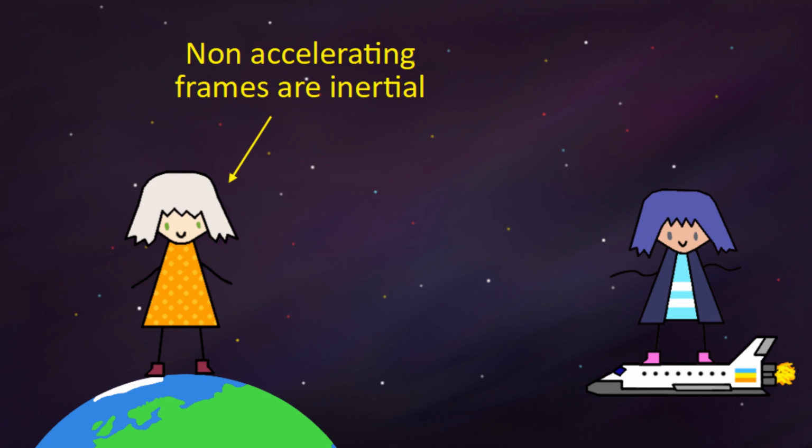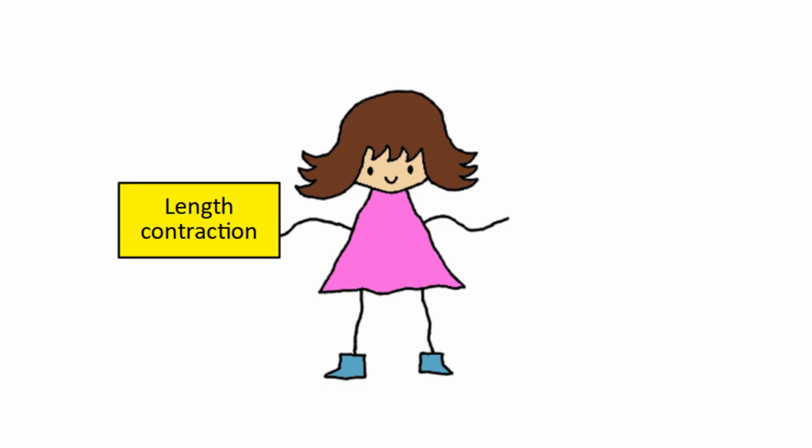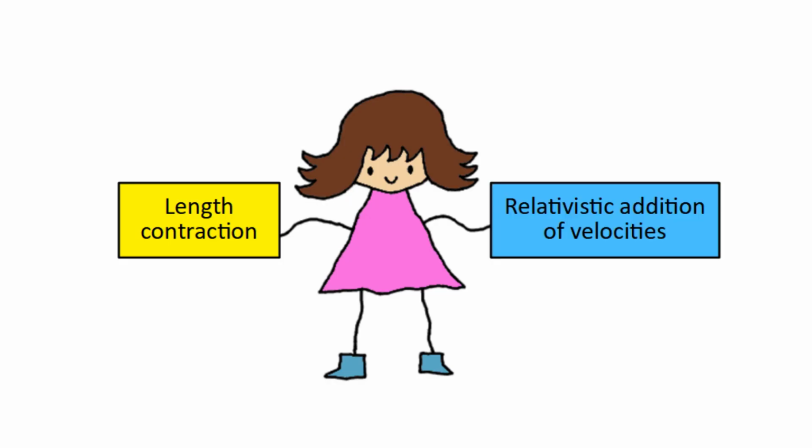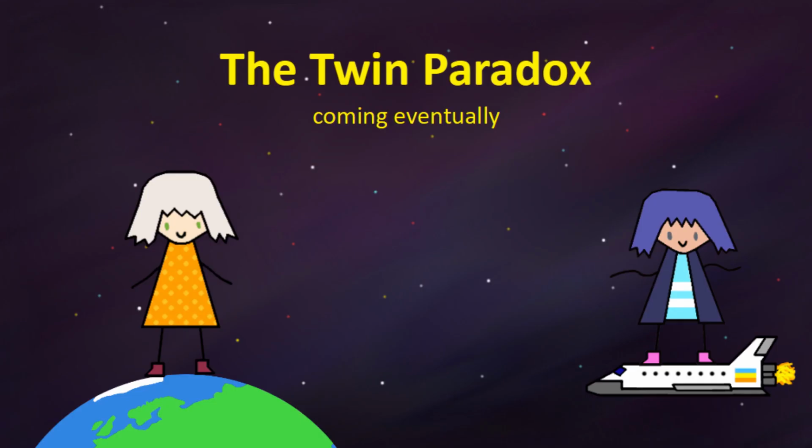This explanation might be enough to satisfy you, but to get the full picture, we need to examine the scenario in more detail, and to do that requires more tools like length contraction and relativistic addition of velocities. So those will be the subjects of the next few episodes, and the twin paradox will get its own episode after those. For now though, this is the end of part 3.